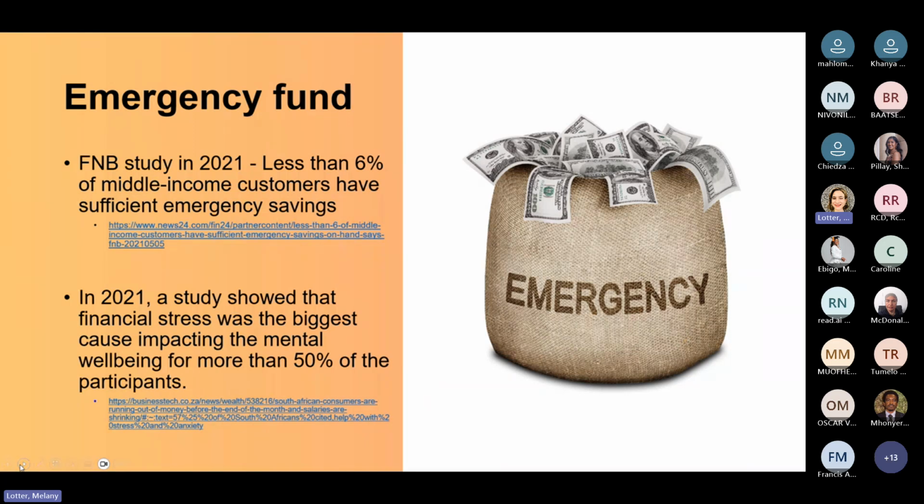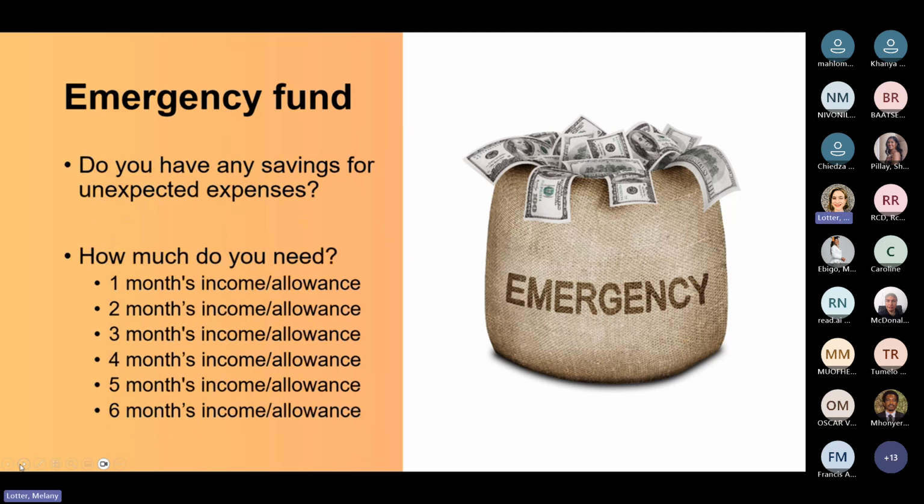And an emergency can happen in various ways. It might be a family emergency. We just discussed all of those. Then another study in 2021 showed that financial stress was the biggest cause impacting the mental well-being of more than 50% of the participants. So these are all statistics indicating what the financial implications can be for individuals if they don't have good financial literacy, if they don't have enough savings, if there's constant stress about their finances.